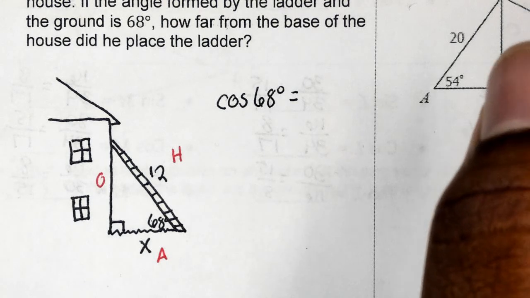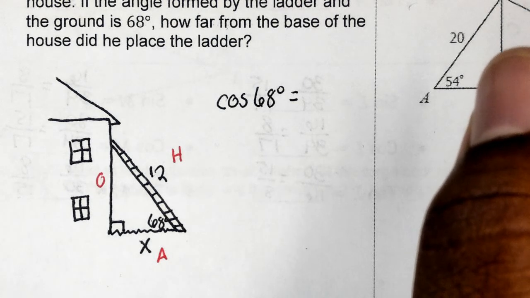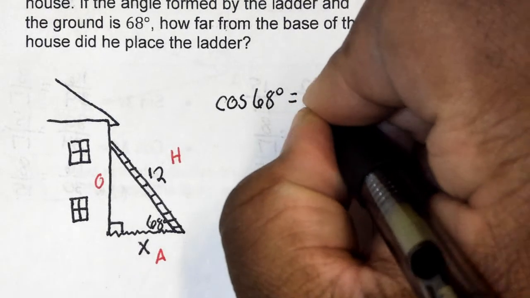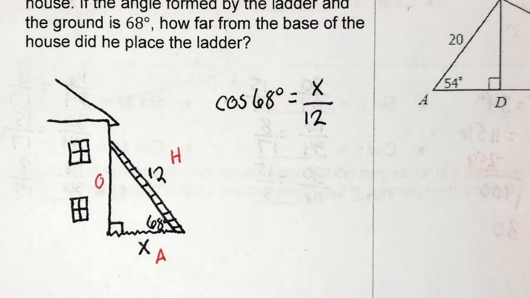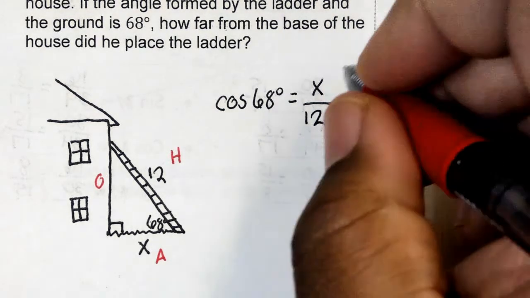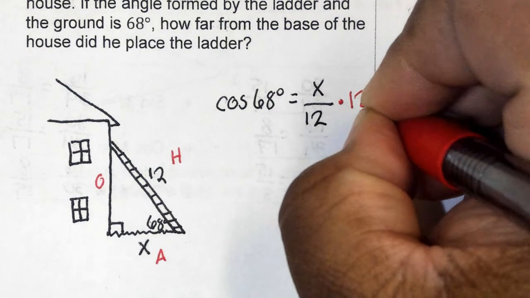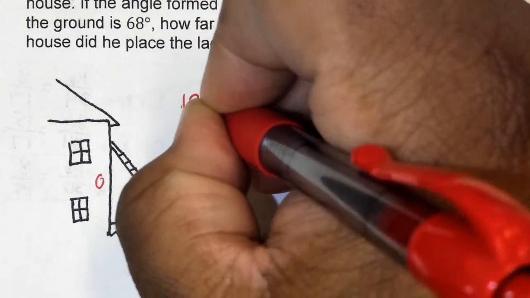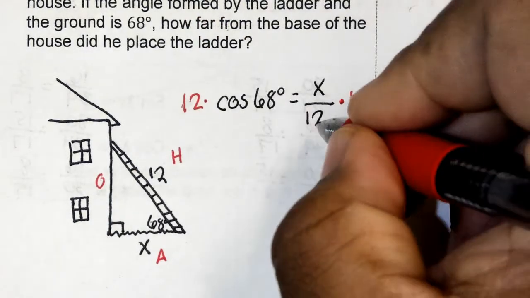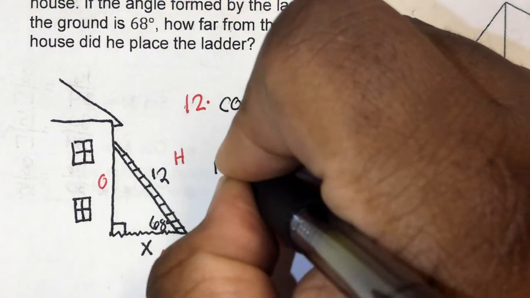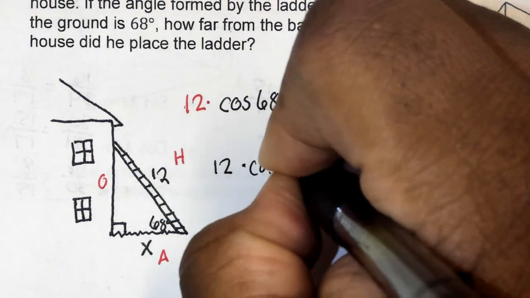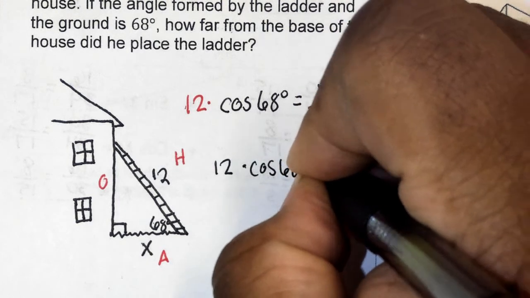You sound like you're still guessing. I need a confident answer. X over 12. I'm sure while we sat there and did all that, somebody done solved already. So 12 times cosine 68 degrees equals X.